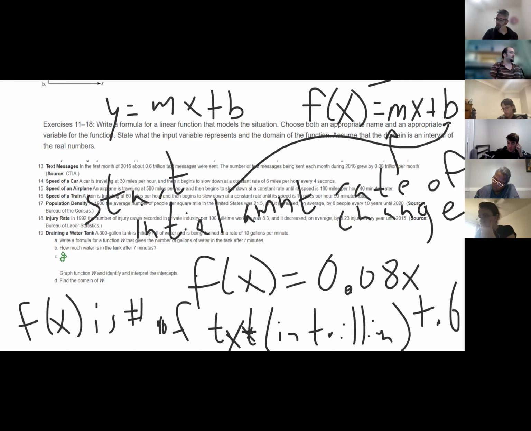Teacher, here you mean the 0.6 trillion is the rate, right? So the rate was 0.08. We're getting 0.08 trillion per month. And so we get something like f of x equals 0.08x plus that 0.6.